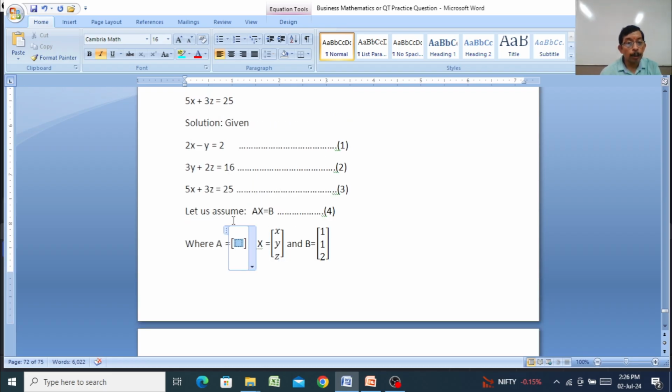Where A is the coefficient matrix of the given equations. The first equation 2x minus y: the coefficient of x is 2 and the coefficient of y is minus 1, note down minus 1. The coefficient of z is missing, so the value is 0. Now the second equation: the coefficient of x is missing, so the value is 0, the coefficient of y is 3, note down 3, and the coefficient of z is 2, note down 2.